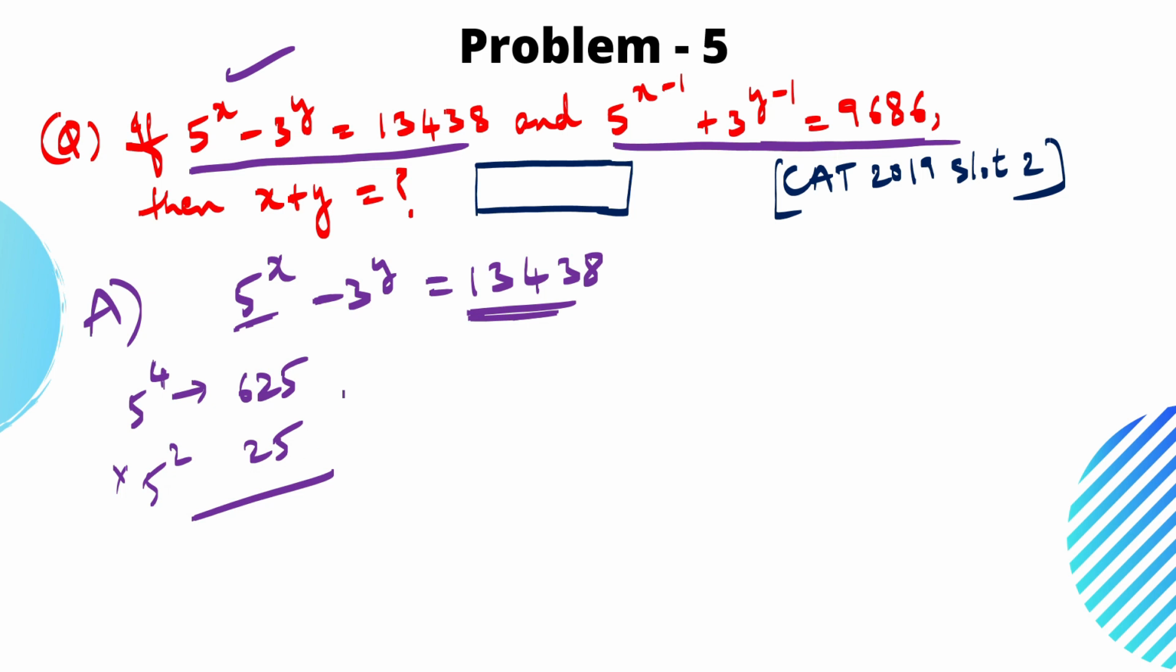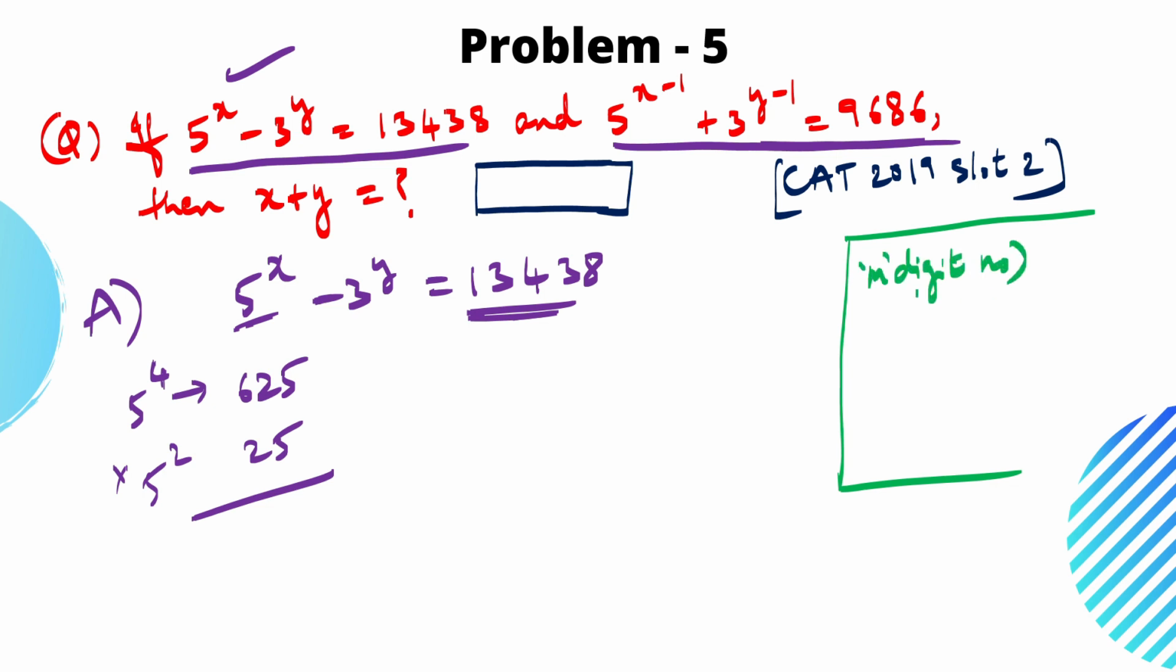Now, at this point of time, please remember this simple funda. This will definitely be helpful while solving some of the questions. If you are multiplying an m digit number with an n digit number, then either you will get an m plus n digit number or you will get an m plus n minus 1 digit number.